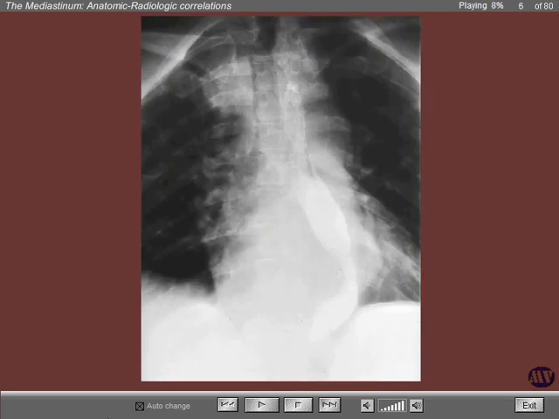A barium study of the esophagus revealed displacement of the esophagus to the left, but the esophagogastric junction was at its normal site. So we were dealing with a juxtaesophageal mass that did not correspond to a hiatal hernia.